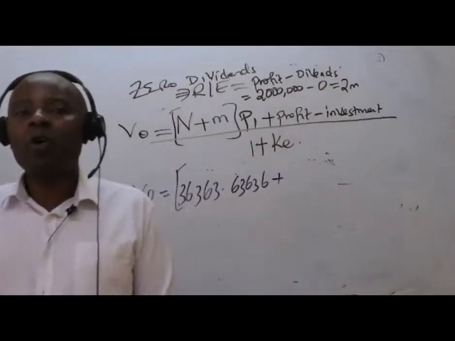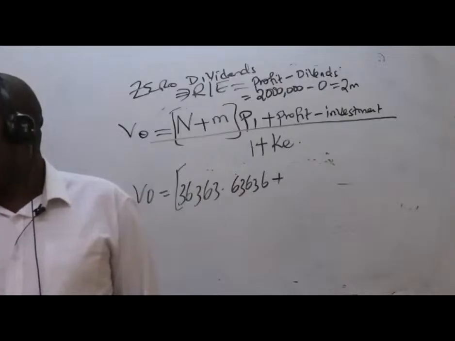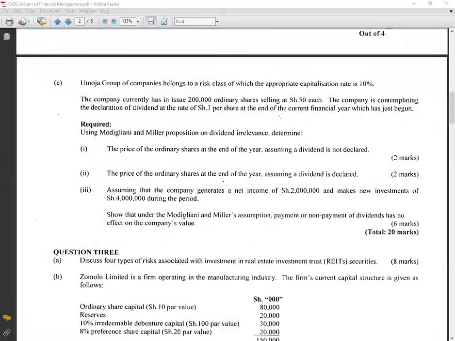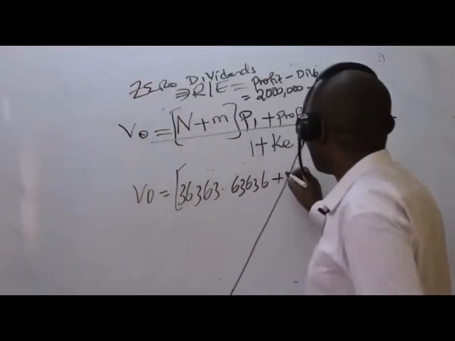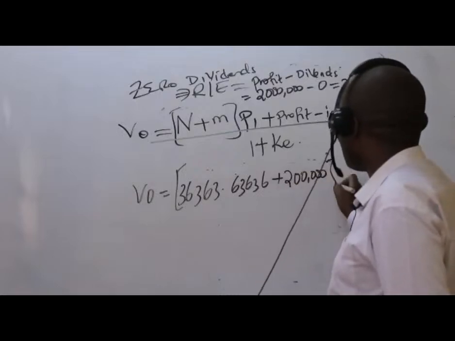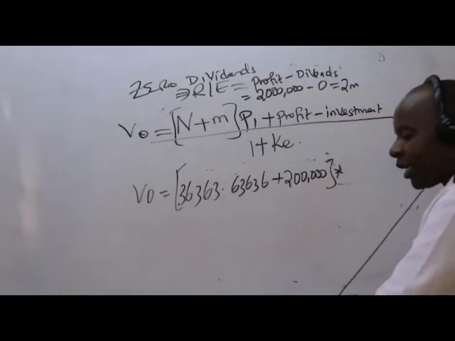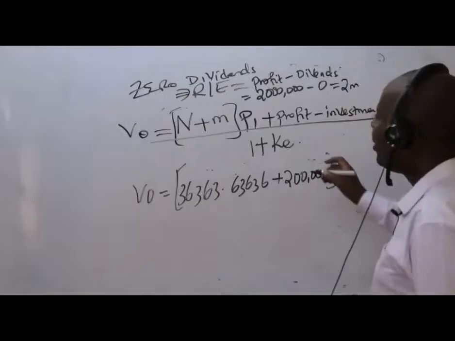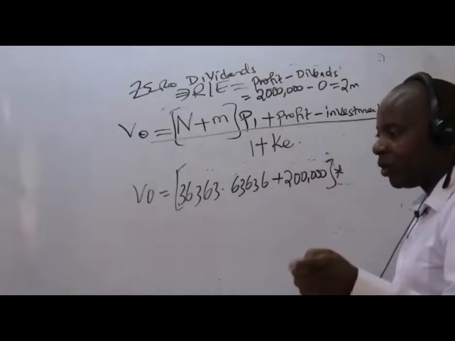M stands for the old number of shares. Are you able to see the old number of shares somewhere in the question? Yes, they are right. The company currently has 200,000 shares. So, ladies and gentlemen, what we have here will be plus 200,000 multiplied by P1. Who is able to give me the P1 to use? The P1 that I shall be using here will be the P1 for the zero dividends policy that you have just given me a few minutes ago.